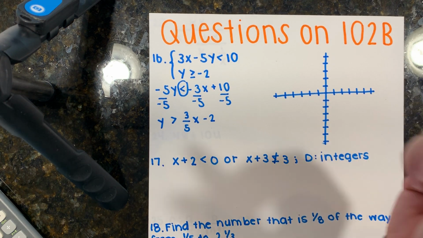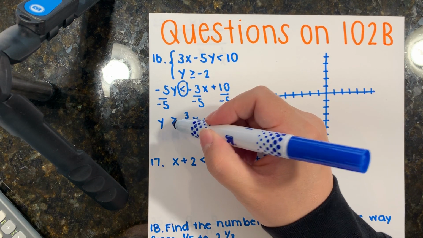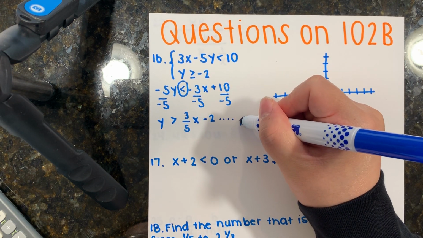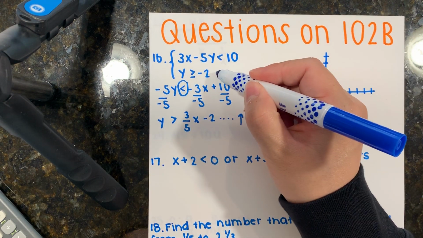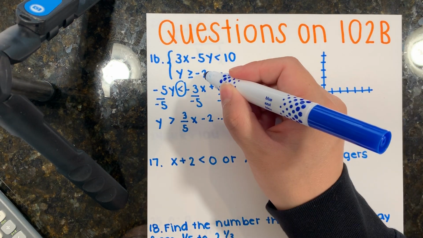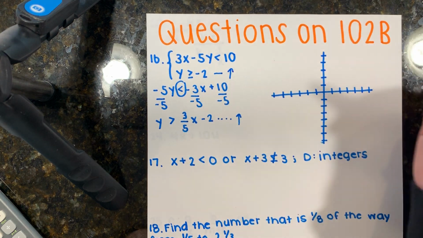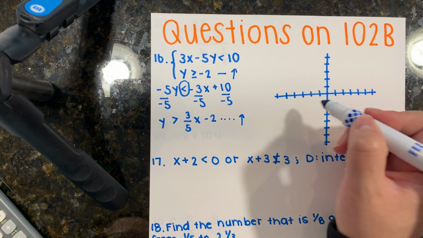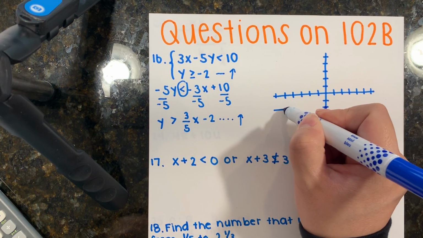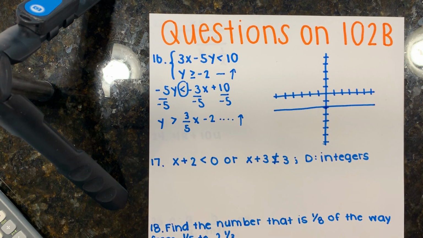The first thing that I recognize is that this is going to be a dotted line. And when it says greater than, it's going to shade everything above that line. And for this one, it's going to be a solid line. So negative 2, and it's greater than, so that's also going to shade everything above. Negative 2 on the y-axis would be right here. And I'm just going to draw a solid line through negative 2 on the y-axis. And that will represent my first line.